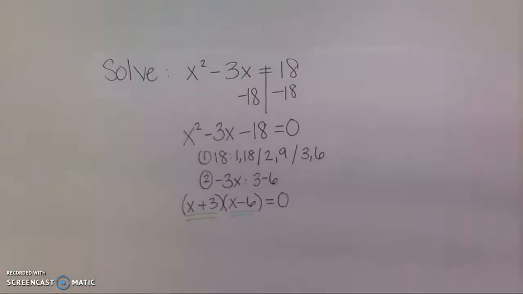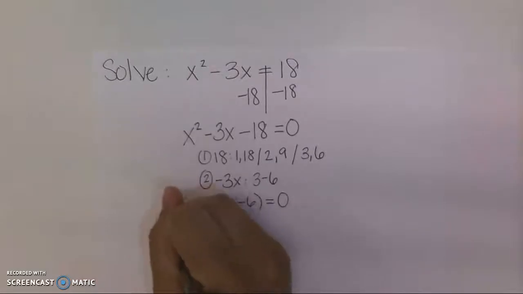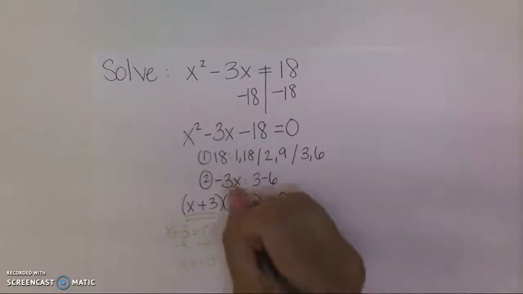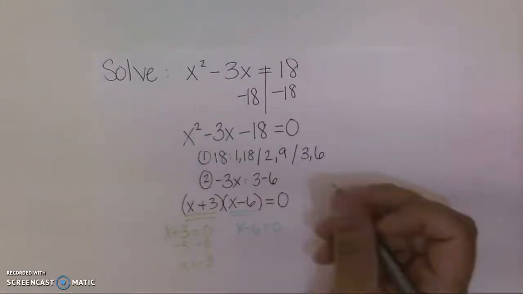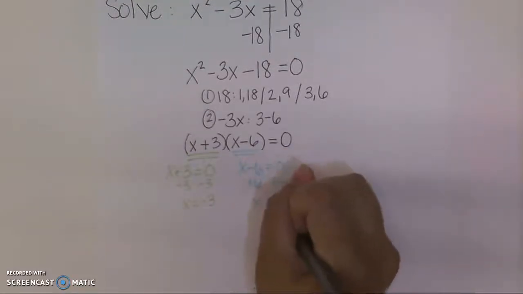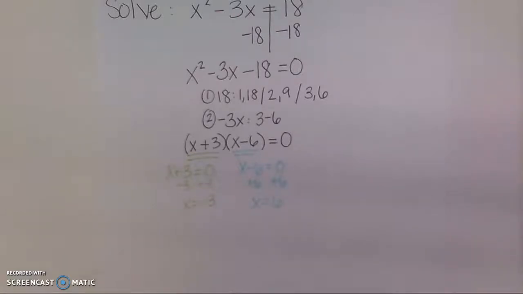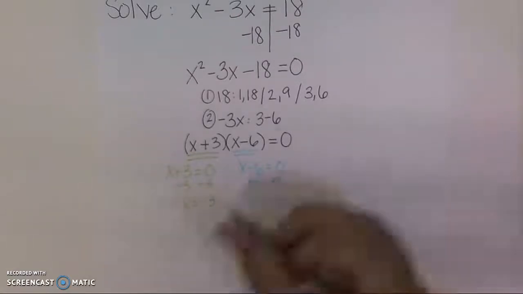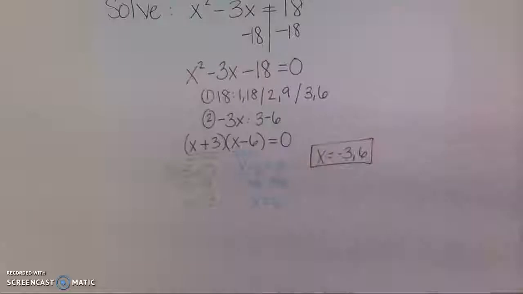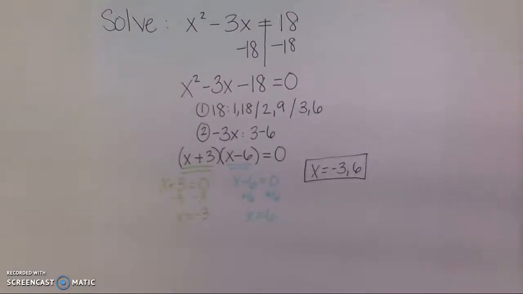So what I'm going to do is solve for what number x is going to be in each one. So x plus 3 equals 0. What would I need for x in order to get it to equal 0? I would need negative 3. For the other one, we have x minus 6 equals 0. I need to add 6 to both sides, so x would need to be 6. And there are my two solutions to the quadratic: x equals negative 3 and 6. There you go, you just solved a quadratic by factoring.